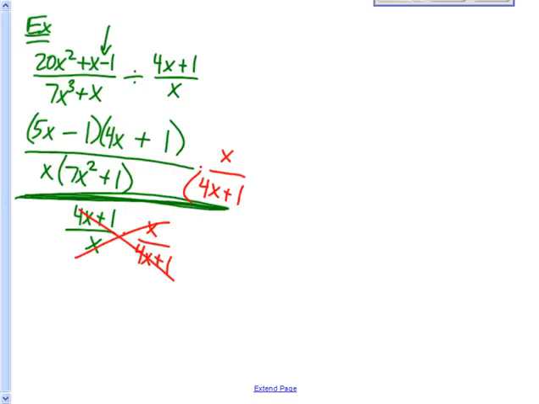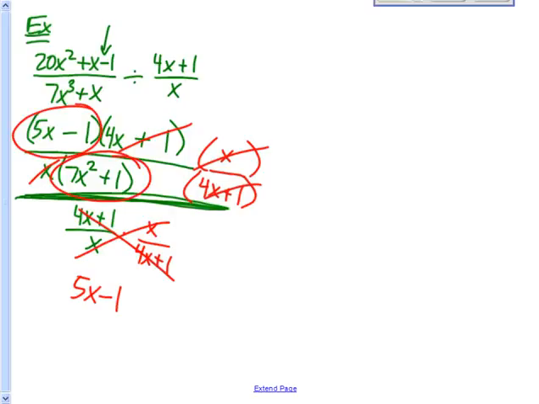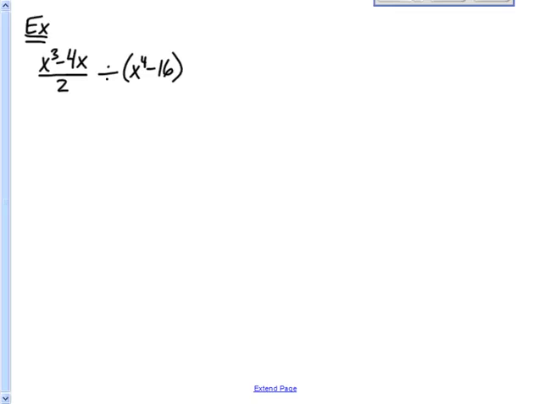And let's see what happens here. 4x plus 1's gone. X, gone. Looks like we got 5x minus 1, see it there, over that 7x squared plus 1. Okay, that's it. So that's a little bit on multiplying and dividing. Let's do, looks like I've got one more here.